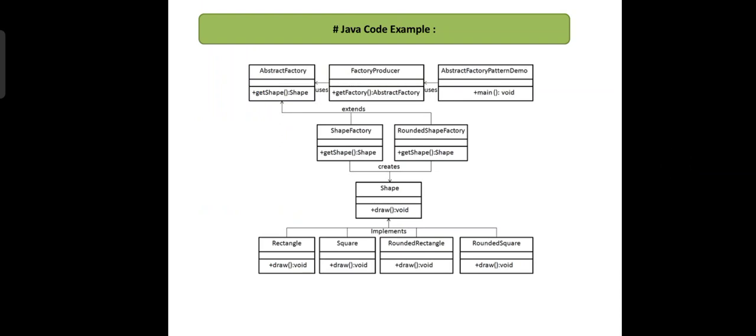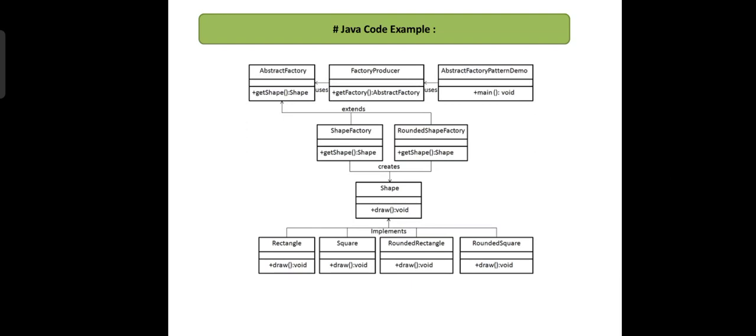Let's see a Java code example for the abstract factory pattern. In this example, we are going to create a shape interface and concrete classes implementing it. We create an abstract factory class, AbstractFactory, as the next step. A factory class, ShapeFactory, is also defined, which will extend AbstractFactory. The factory creator class, FactoryProducer, is also created.